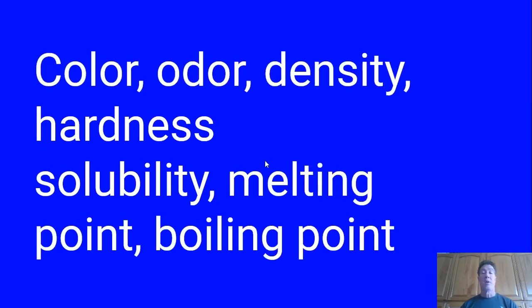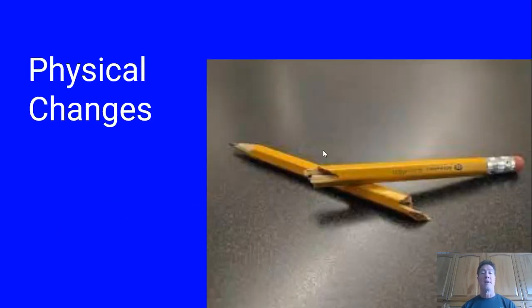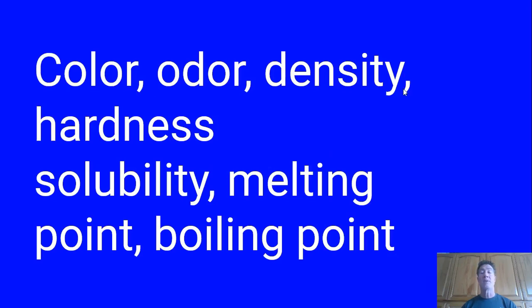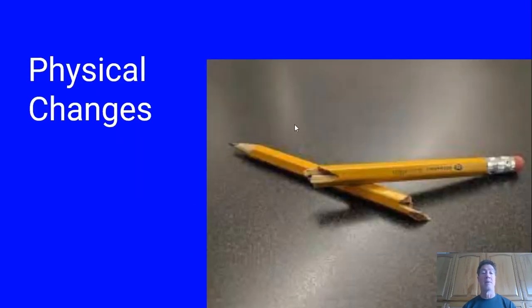Well, let's look at other physical properties. Let's look at color and odor and density and hardness and solubility, melting point, boiling point. These are all characteristics that matter has, and matter in any of these states will have these various characteristics.